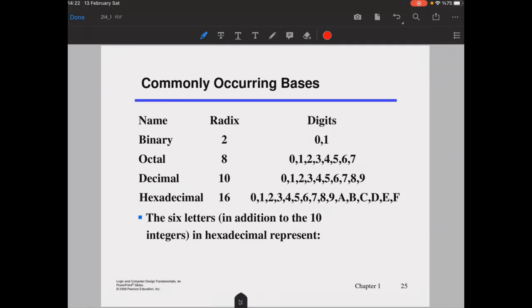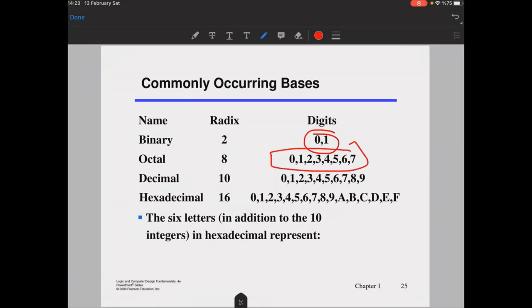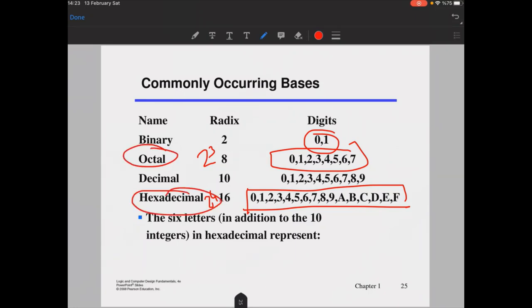Now let's take a look at some commonly occurring bases, like octal and hexadecimal. The binary form we're familiar with, great. The octal form has 8 symbols from 0 to 7, and the hexadecimal form has 16 symbols from 0 to F. These are called 2 to the power 4 grouping and 2 to the power 3 grouping. These are some special occurrences of popular or commonly occurring bases in computer systems. We also have, of course, the decimal number system, which is dominant in our daily lives.